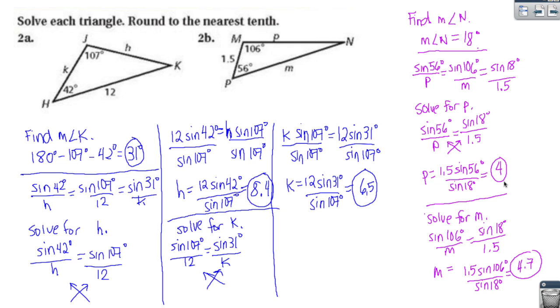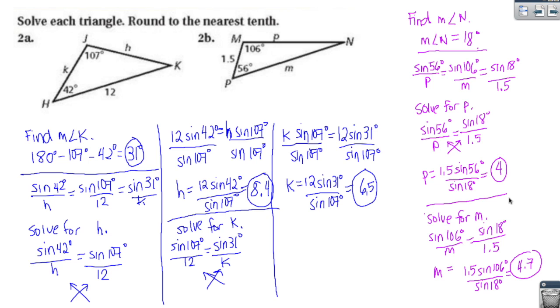So at this time, for example 2b, you found an angle measure and you found one of the side lengths that was missing. And now we're down to our last side length, solving for side m. In order to do that, you have the option to use the same setup I did, where I use sine 18 degrees over 1.5, or if you prefer to use sine 56 degrees over p, which is 4, because we found it, that's totally up to you.